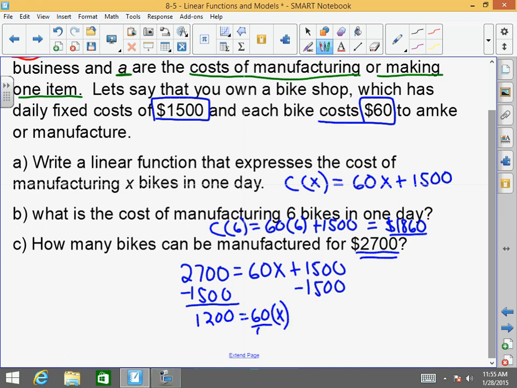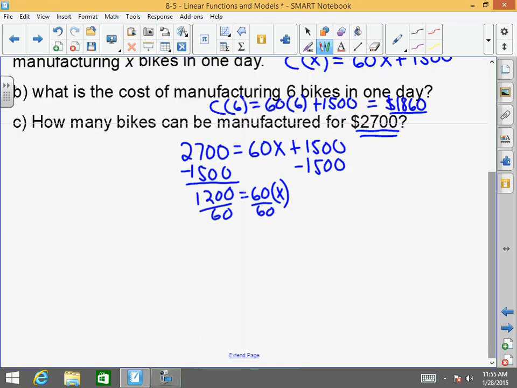X divided by 60, and X would be 20. So you can make 20 bikes for $2,700. And then you hope and pray that you sell those 20 bikes for what's called a markup.